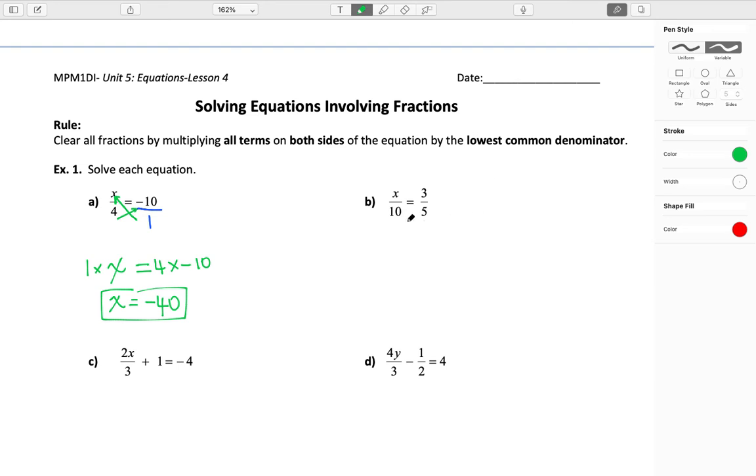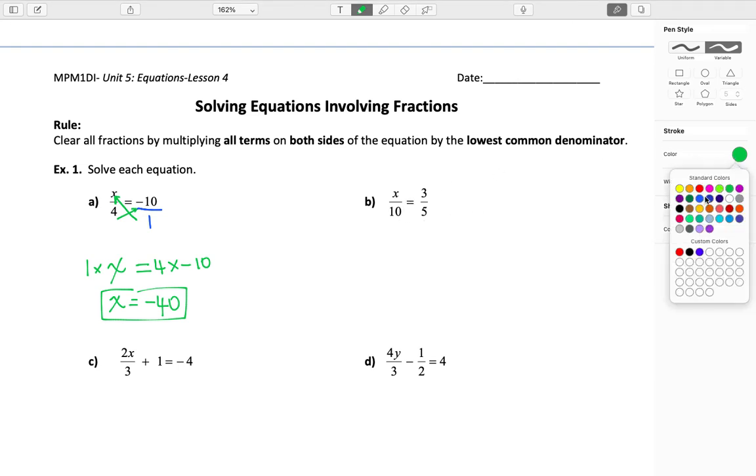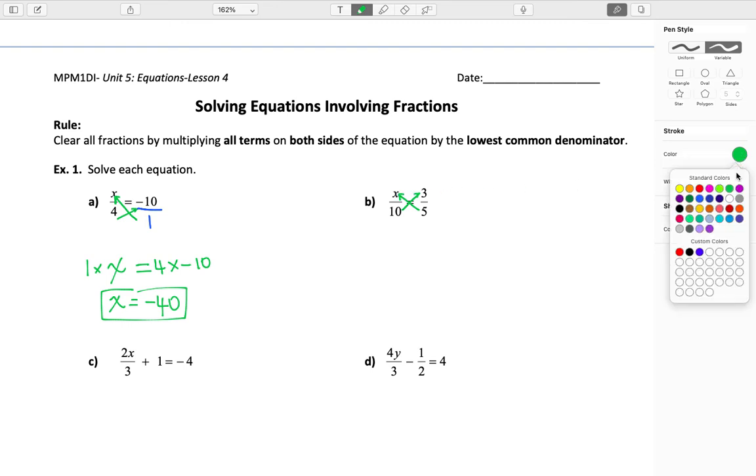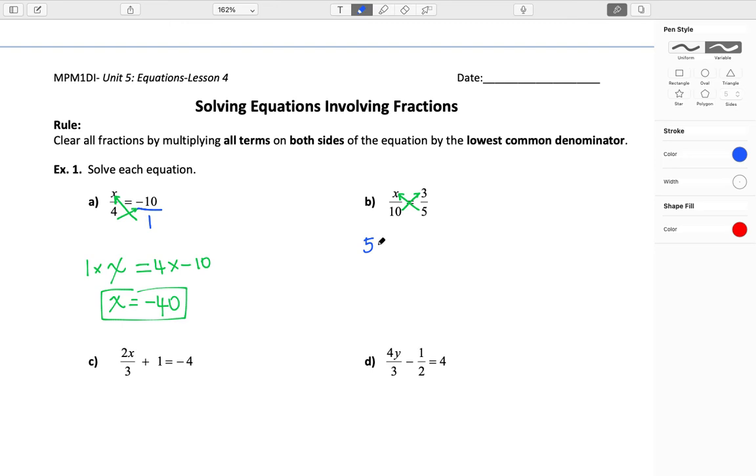Same thing for letter B. When you have just a fraction equals a fraction, I would recommend that you cross multiply. So on the left side, I have 5 times x, 5x, equals 10 times 3.